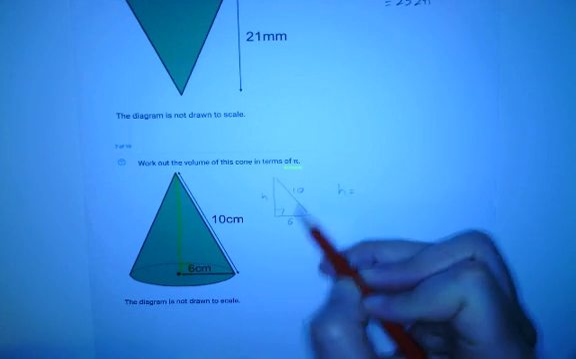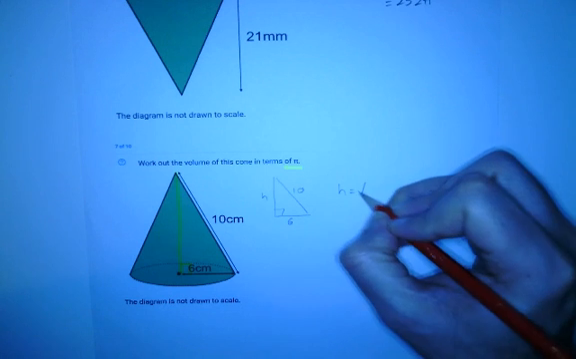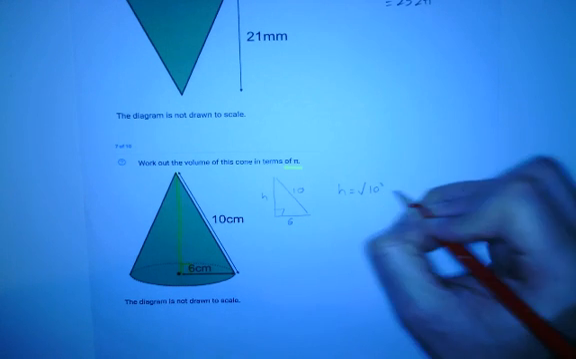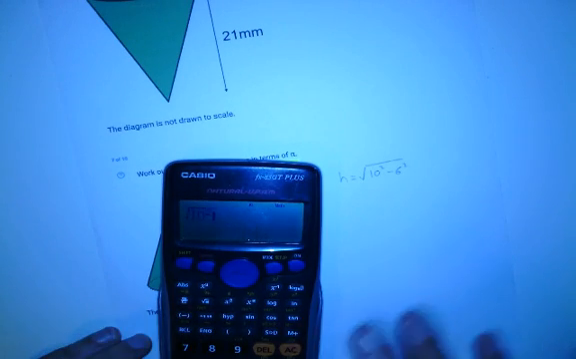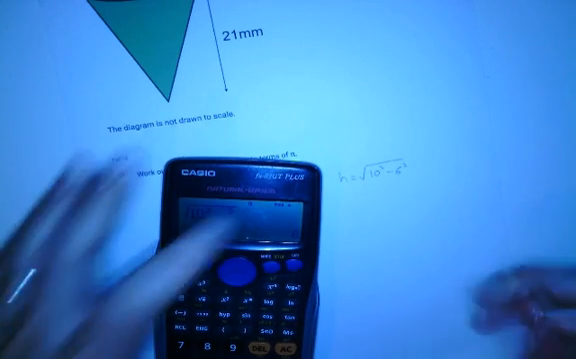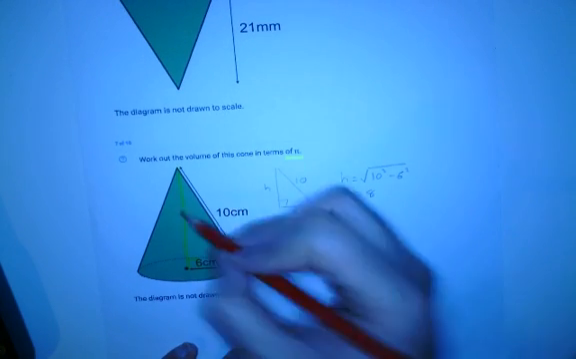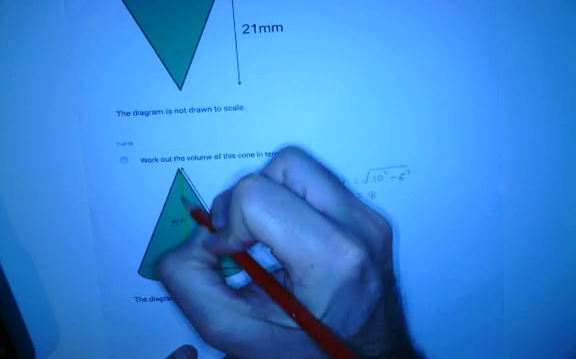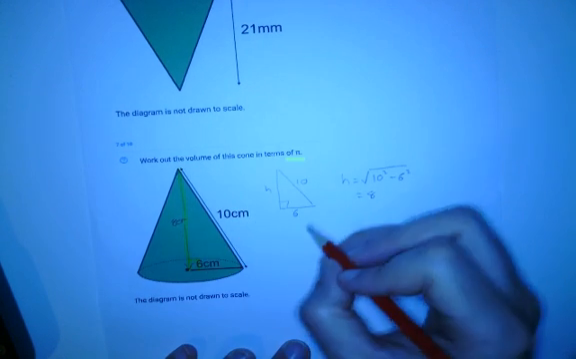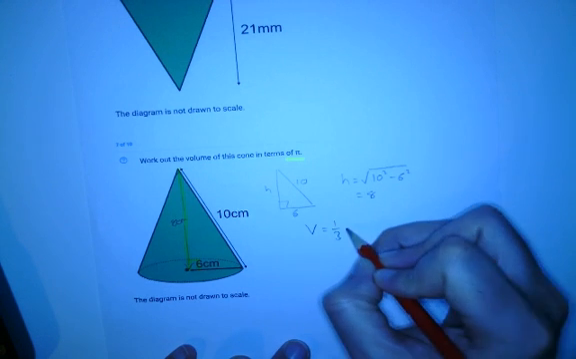remember we have to use a squared plus b squared equals c squared. We're figuring out the shorter side here, so we're going to do this one squared, take away this one squared. Remember, try and put this all into your calculator at once. We're going to do the square root of 10 squared minus 6 squared. Put that into your calculator if you need to. Gives me 8. So that means 8 is the height of this. So I can put 8 centimeters in there. And now I can figure out the volume.